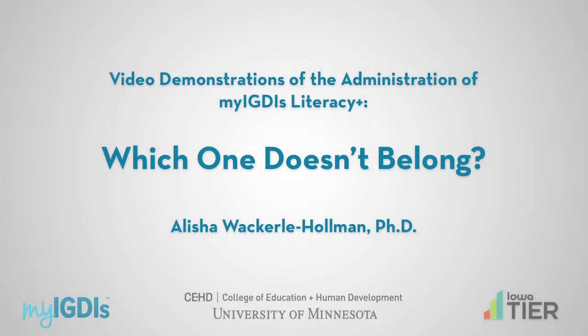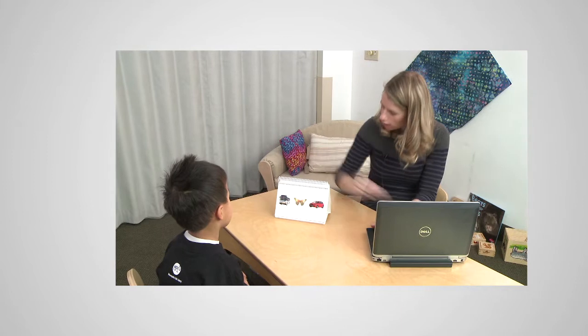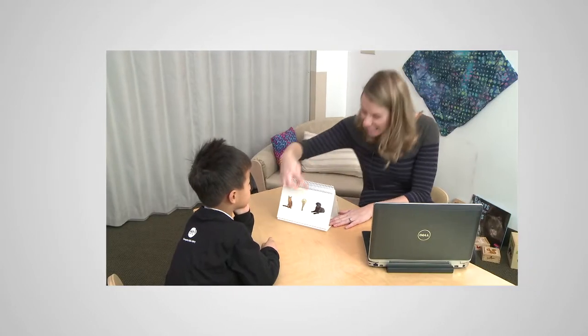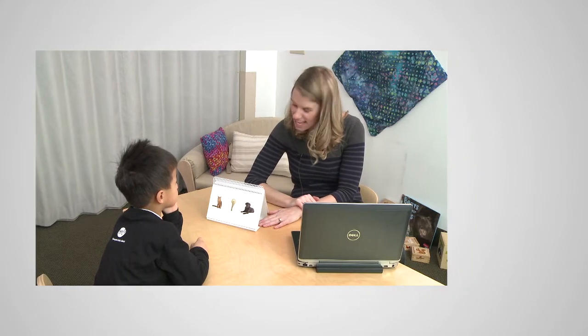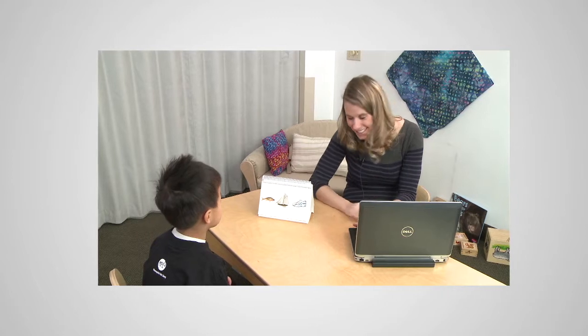In this segment, we will watch Alicia administer Which One Doesn't Belong, a measure of categorization and comprehension. As you watch this assessment, notice that in the demonstration items, Alicia uses her voice tone and body language to emphasize critical variables. When the child makes an error on one of the child response sample items, she provides a correction and then continues. Throughout the assessment, she is expressive and fun, but businesslike.